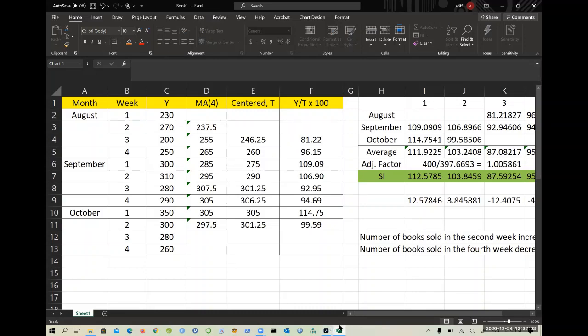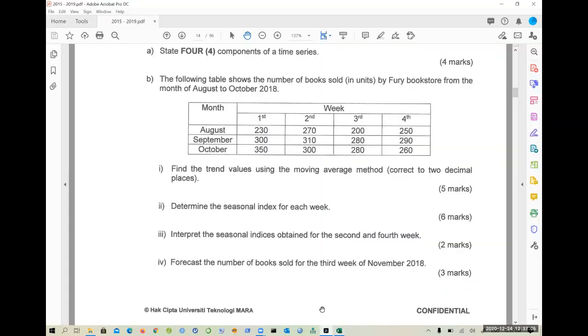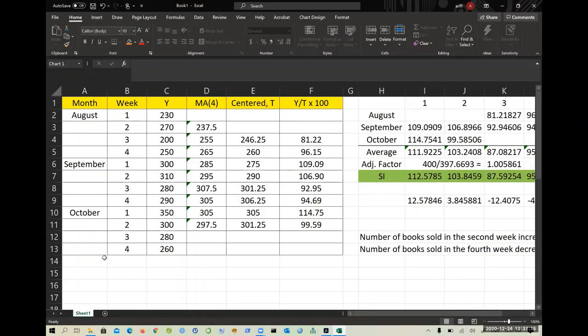Okay. And then the last one is to calculate or to forecast the number of books sold for the third week of November 2018. So dia nakkan the third week of November 2018. So you have November over here. And then you nakkan the third week. So 1, 2, 3. Okay, so dia nakkan kat sini berapa nilai dia.